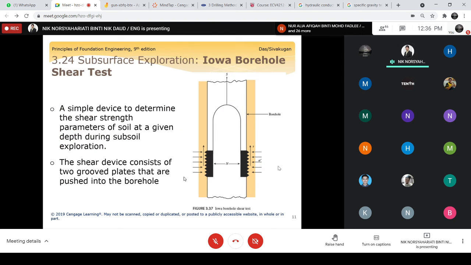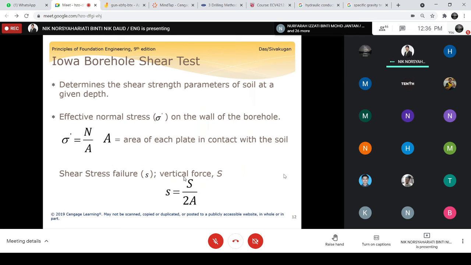Alright. Then the next one is the Iowa borehole shear test, which is again to determine the shear strength parameters of the soil at site. We have grooved plates on each side of the tool. Then you just need to insert it into your borehole, once you drill a borehole. With that, you can determine the shear strength parameters.